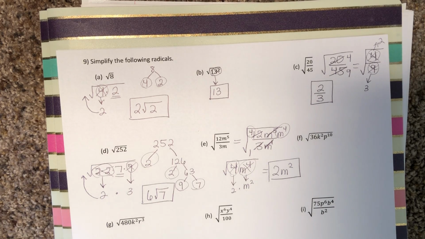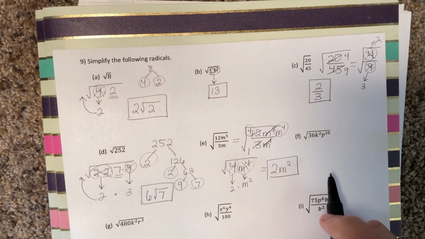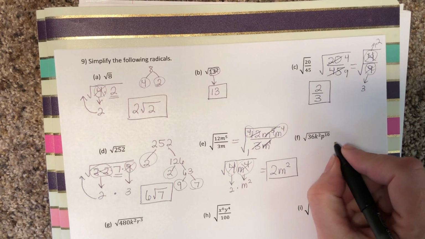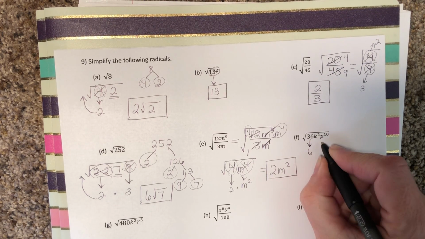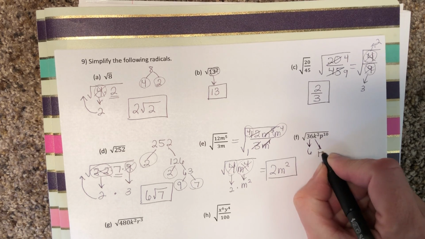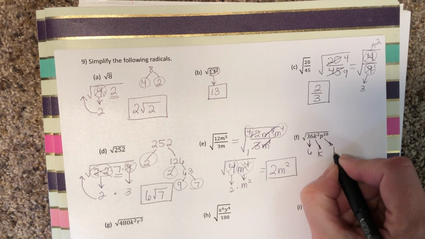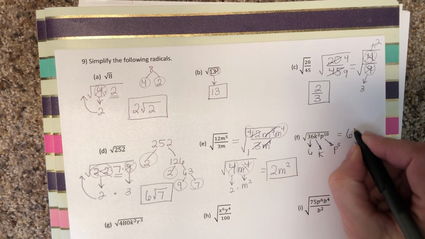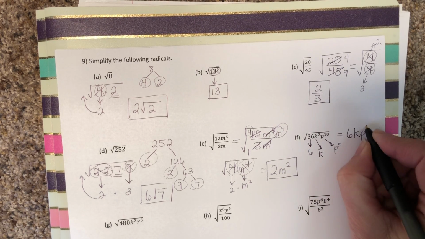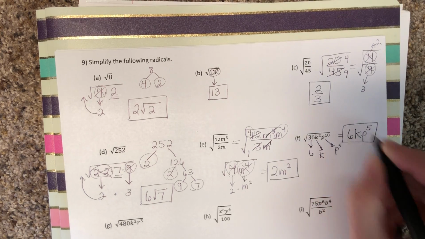Okay, number F, letter F, is, you can pull out a 6 from the 36, a k from the k squared, a p to the 5th from the p to the 10th. So it's just 6k p to the 5th.